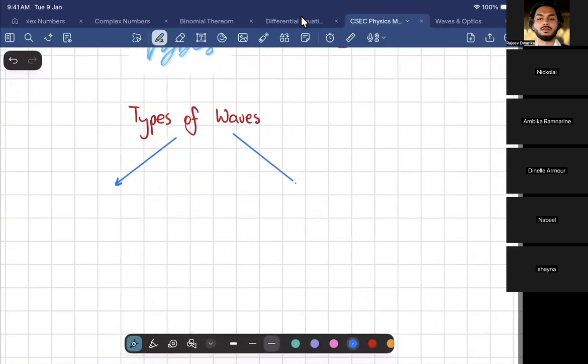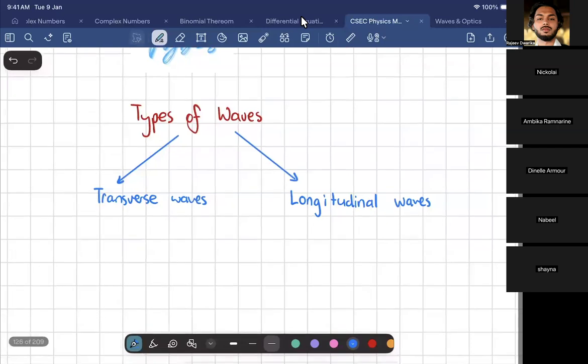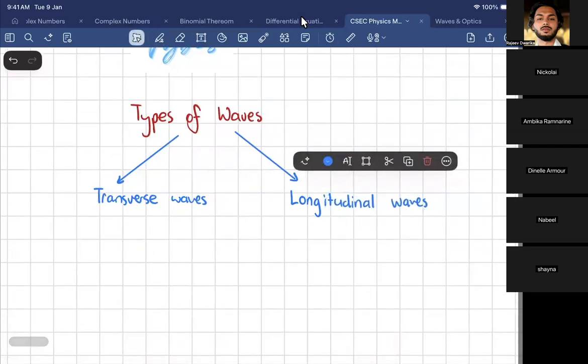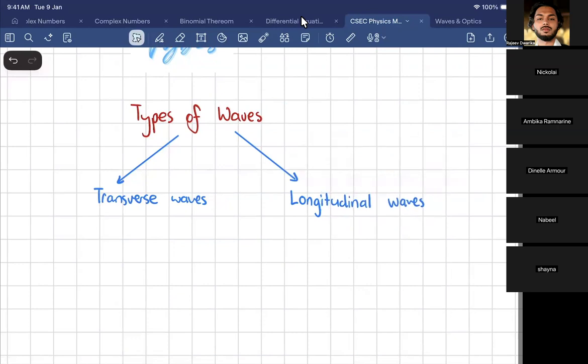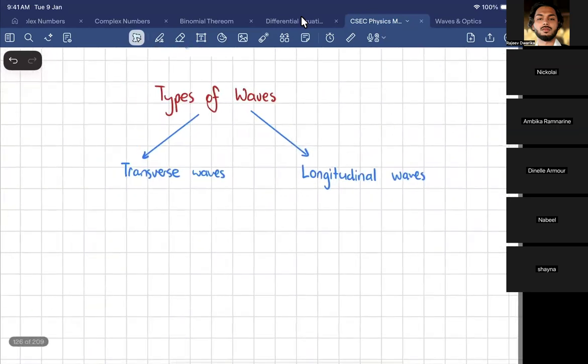Yeah. So there are two types of waves, right? There are transverse waves, and does anybody know the other type of wave? Longitudinal. Right. I always trip myself up spelling this, but I believe that's the correct spelling. Longitudinal waves. So let's start off with transverse waves.